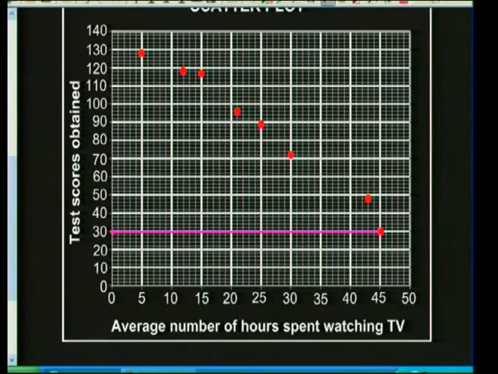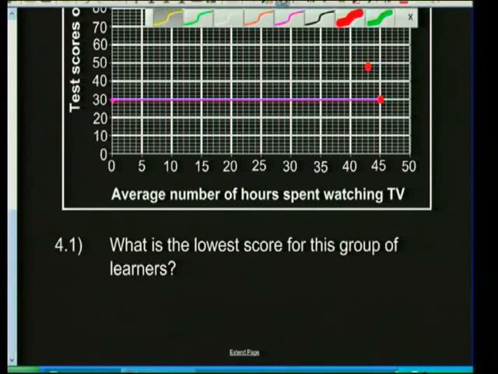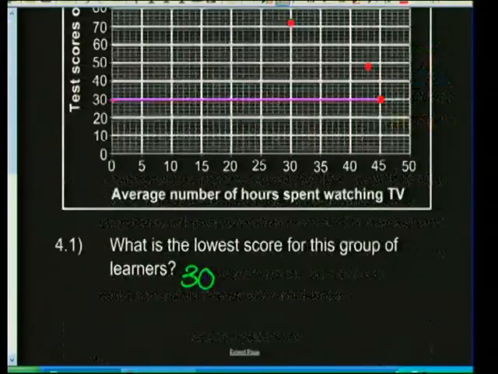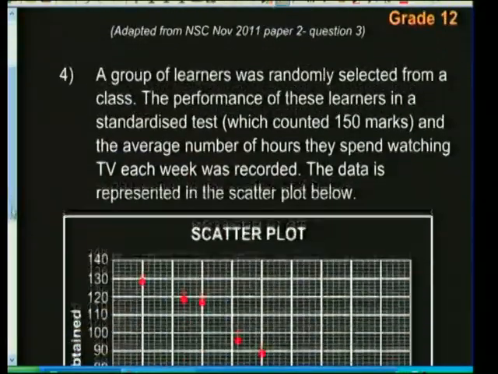So what would my lowest score be in my test? I think we all agree that it would be 30. Okay, out of 150. Hey, that was the test mark. So 30 is our lowest score. That was relatively easy to read off our graph.